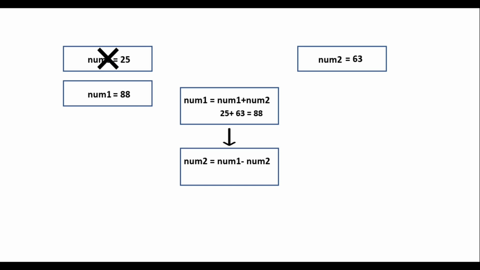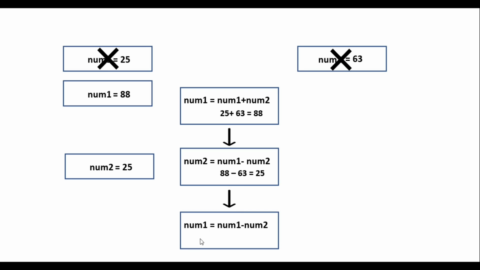After this, the second line of code that we wrote was num2 equals num1 minus num2. Now what is happening here? After the execution of the first line of code, num1 has a new value of 88. So here it is 88 minus num2, which is still 63. So 88 minus 63 is 25. This num2, which had 63 as its value, will have a new value of 25 in it, as you can see over here.